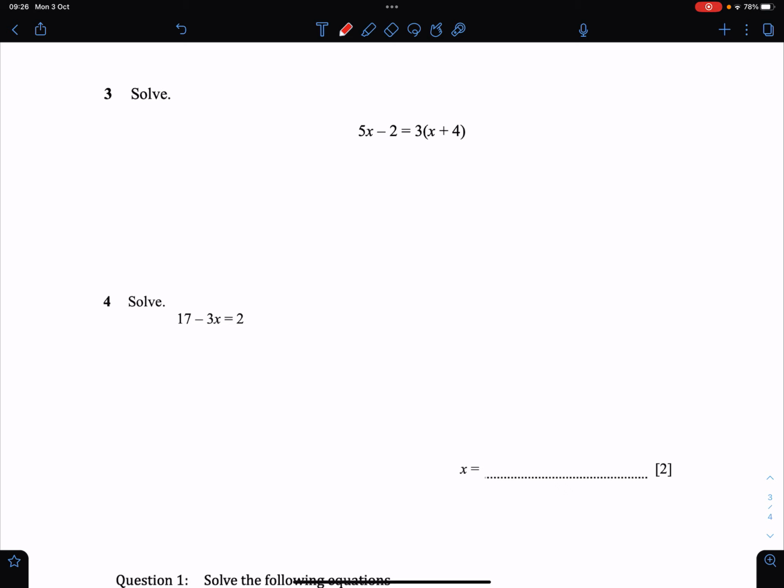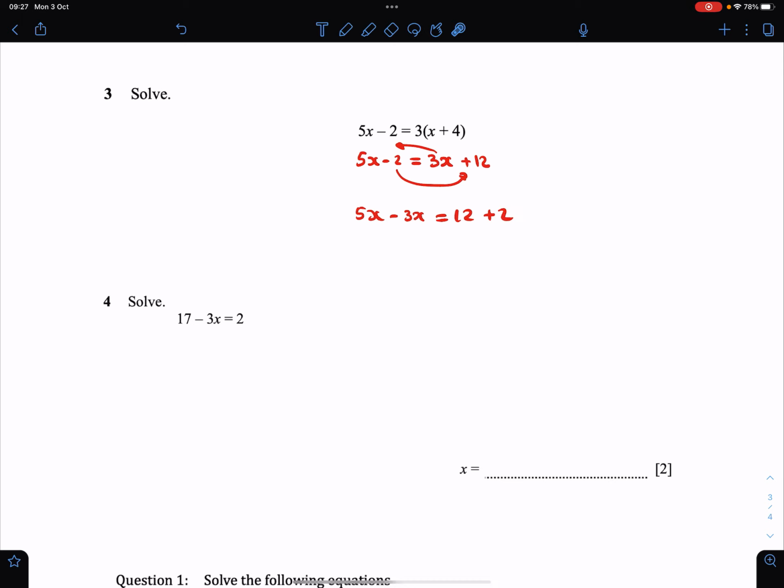So to solve question 3, I'm going to expand the bracket on the right. 5x minus 2 equals to... Who wants to tell the expansion of the bracket? 3x plus 3x plus 12. Plus 12. Okay. So then I'm going to move 3x to the left, negative 2 to the right. That's going to give us 5x minus 3x equals to 12 plus 2.